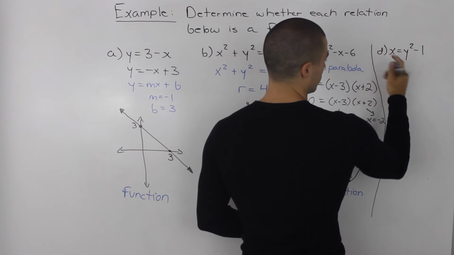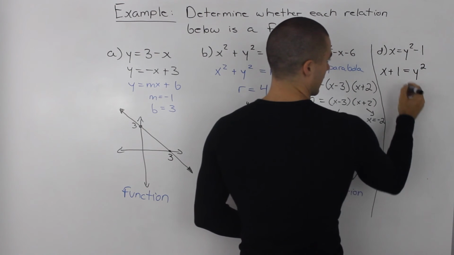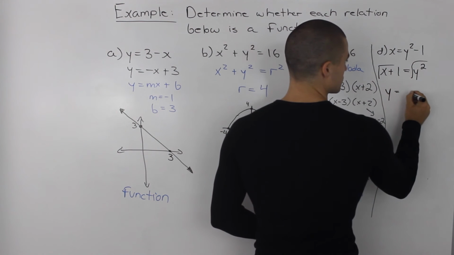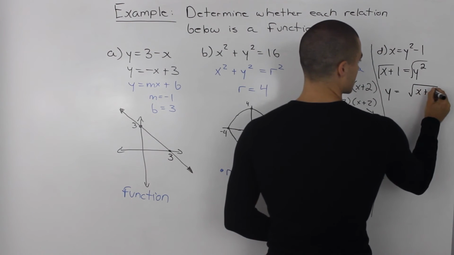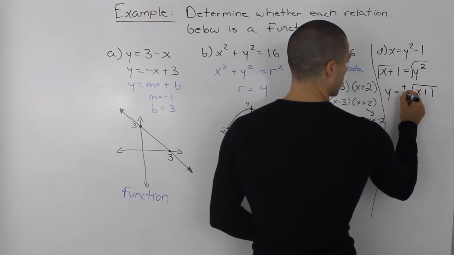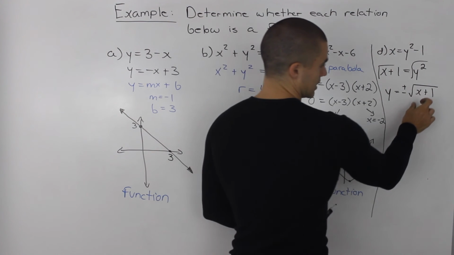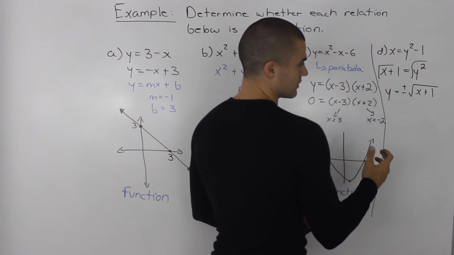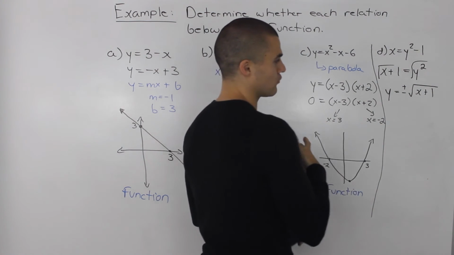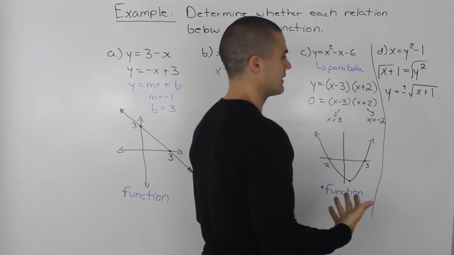So bring the negative 1 over, so we'll have x plus 1 equals y squared. And then to isolate for y, we've got to square root both sides. So basically y is equal to the square root of x plus 1. Now notice how the square root of something can always be plus or minus. Another thing to notice is that the x value can never be less than negative 1, because if the x value is less than negative 1, then we would have a negative in the square root, and we can't square root a negative.